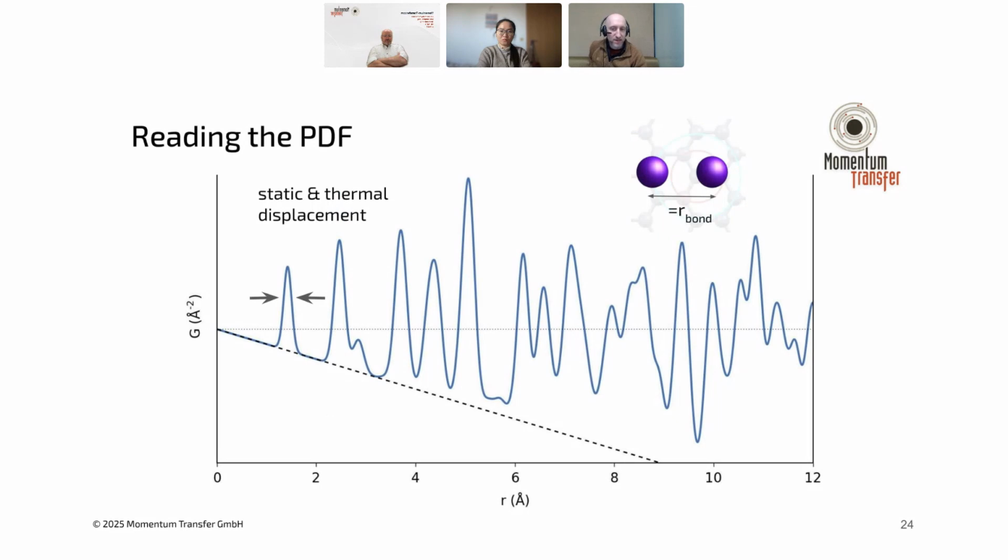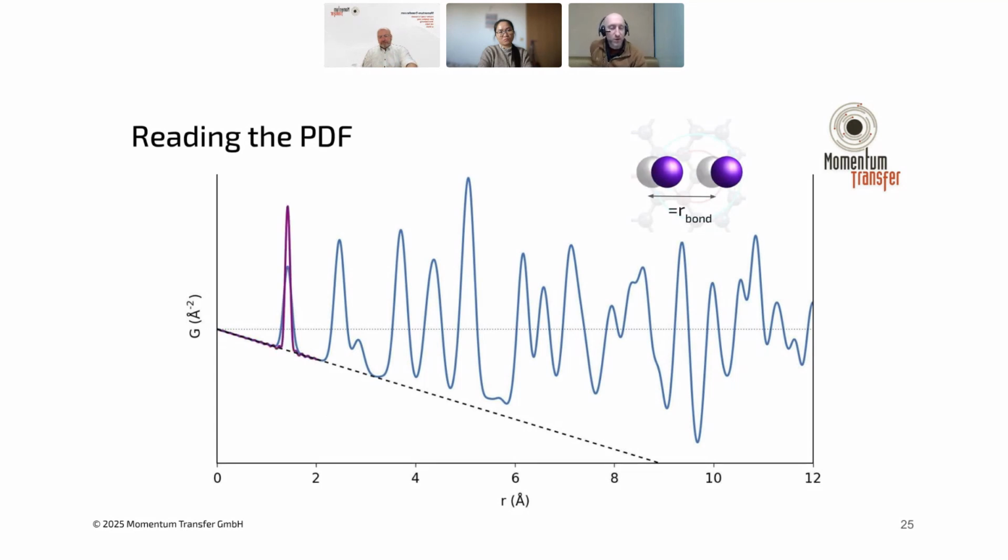The width of the peak has to do with both static and thermal displacements. So it's telling me the distribution of distances between a certain pair type, because we have zero-point motion. We also have static displacements: if I'm in proximity of vacancies or surfaces, I might have a slightly different equilibrium distance. And then, of course, we also have phonons in the material, thermal vibrations that are activated at higher temperatures, and that also increases the width.